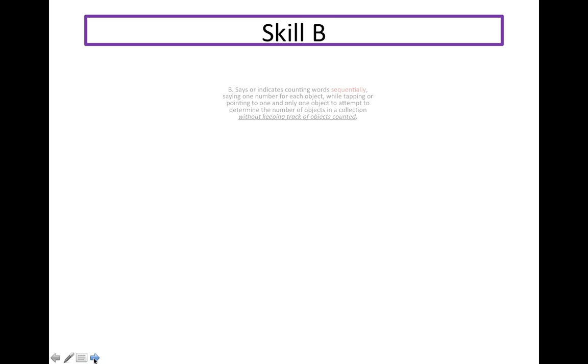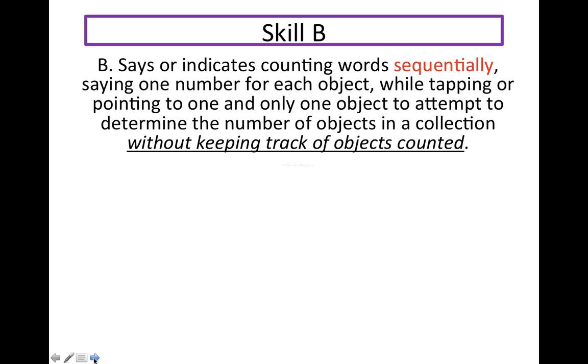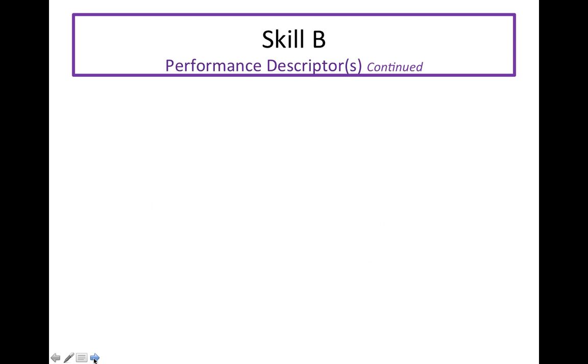So going to skill B. The student says or indicates counting words sequentially, saying one number for each object while tapping or pointing to one and only one object to attempt to determine the number of objects in a collection without keeping track of objects counted. And an example of skill B, and we actually have 3 examples of skill B, so I'm going to go through all 3 of them since there are multiple ways you could observe this.